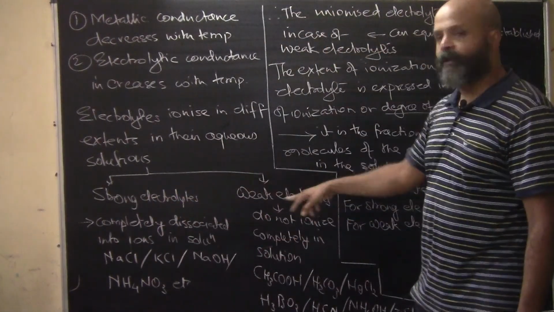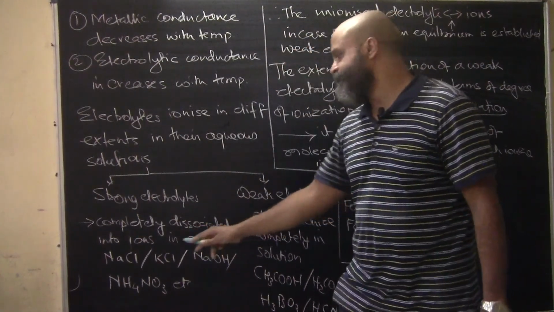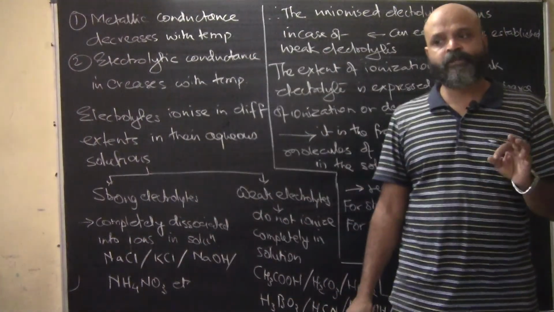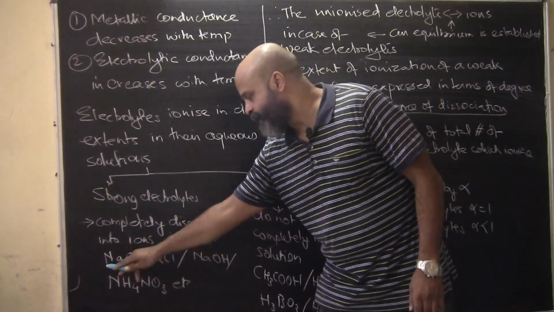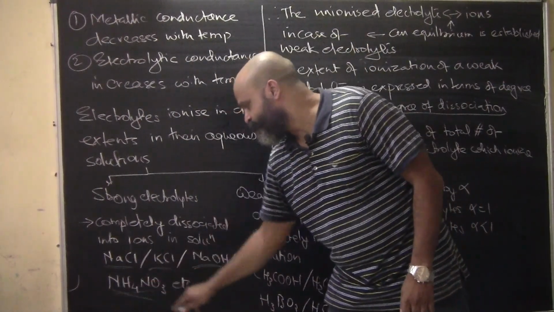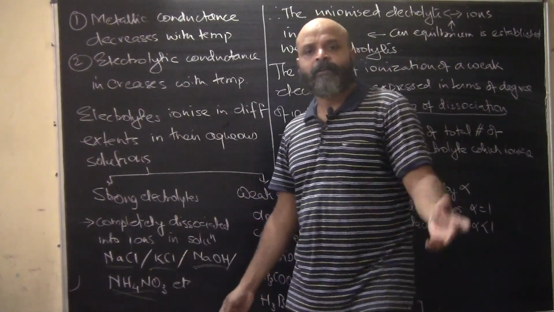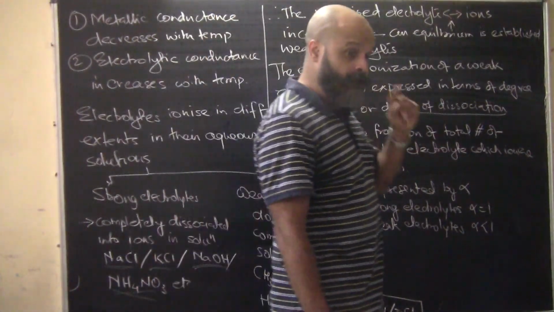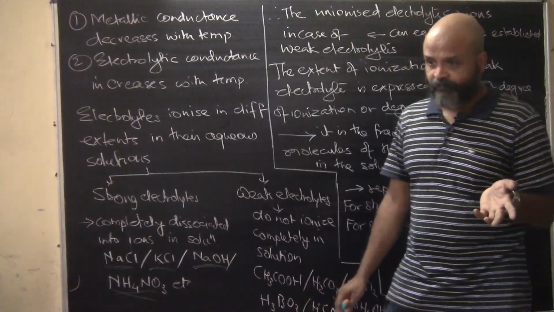We have strong electrolytes and we have weak electrolytes. Strong electrolytes completely dissociate into ions in solution. Examples are NaCl, KCl, NaOH, and NH4NO3: sodium chloride, potassium chloride, sodium hydroxide, ammonium nitrate. All these are strong electrolytes, which means that they undergo almost 100% dissociation in their respective solutions.